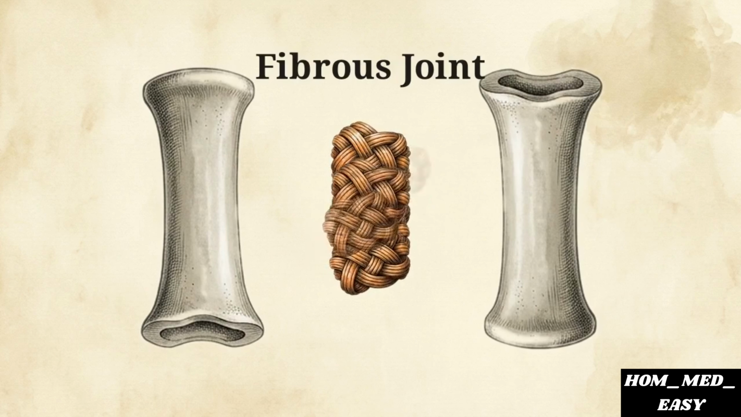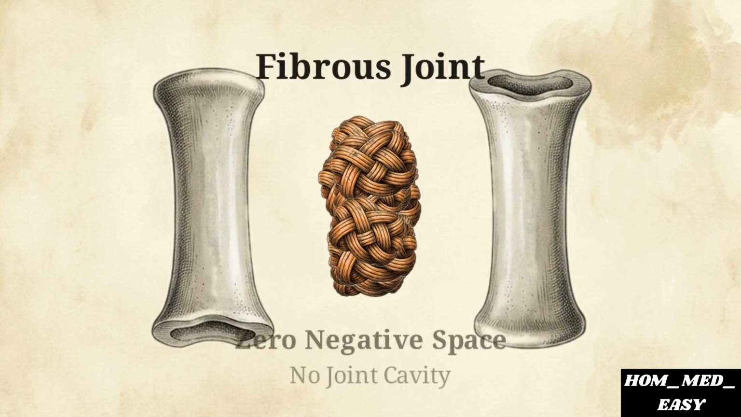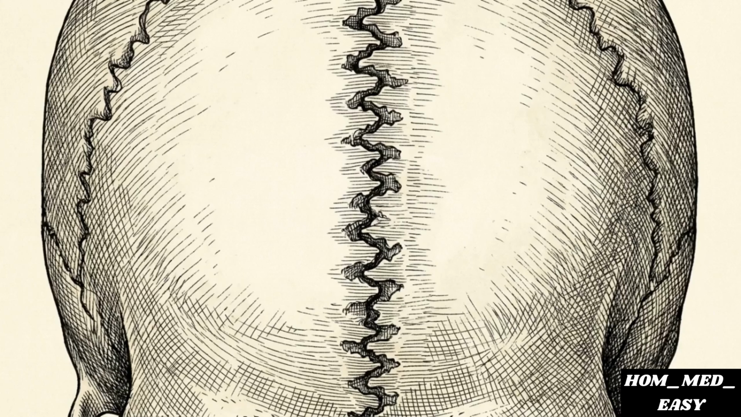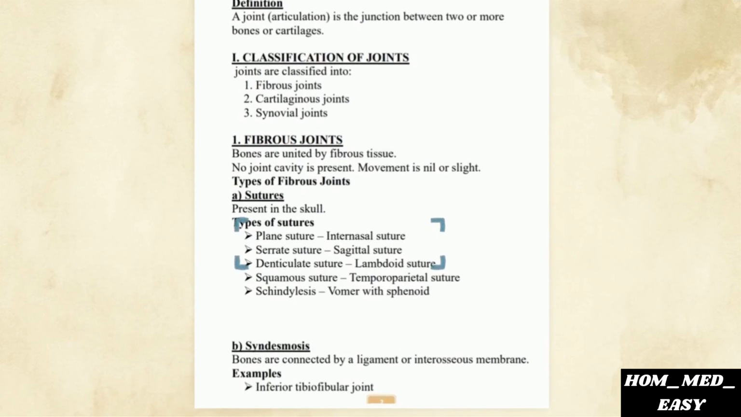Looking at this diagram, we see the first major classification, the fibrous joint. Here, the bones are united strictly by dense fibrous tissue, and there is absolutely zero negative space, or joint cavity, between them. Because the bones are lashed directly together without a physical gap, movement at these junctions is either entirely nil or extremely slight. This document outlines fibrous joints, starting with skull sutures. It details morphologies based on articulating edges, plain sutures like the internasal, serrate like the sagittal, and denticulate at the lambdoid. It also catalogs complex overlapping connections, the squamous suture and the schindylesis.